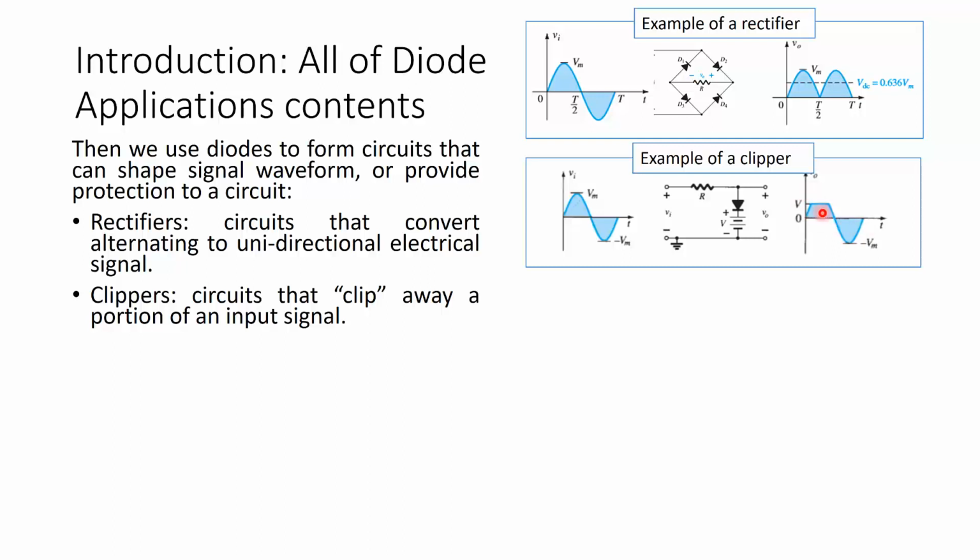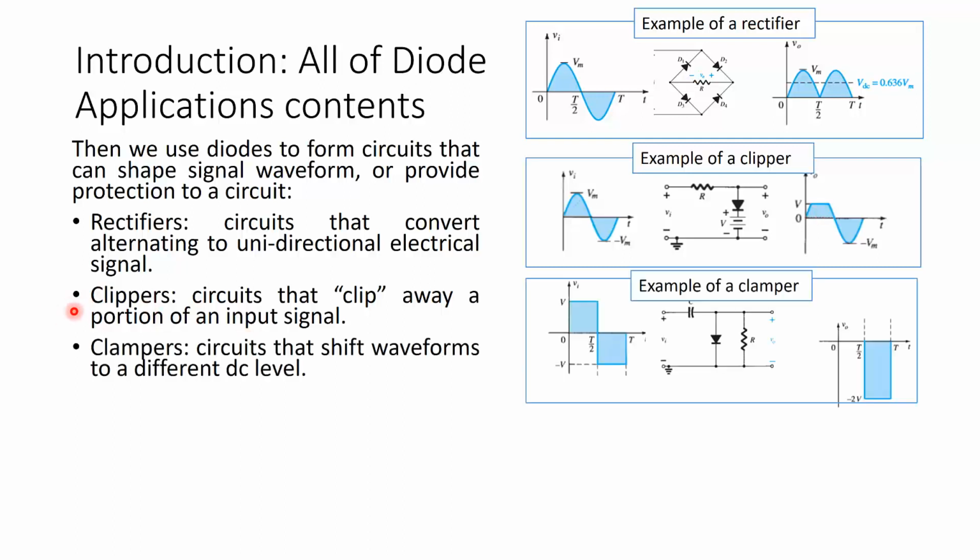So there'll be different circuits, but the category of the circuit is called clippers. The next category is clampers, and clampers are circuits that shift waveforms to a different DC level.